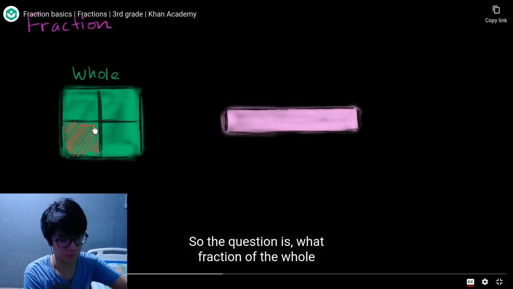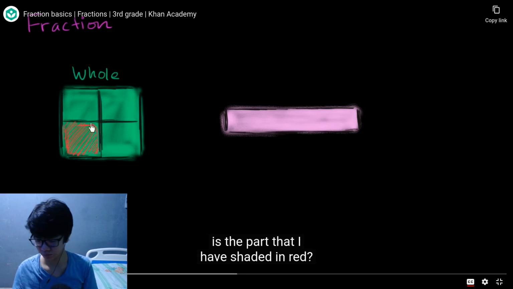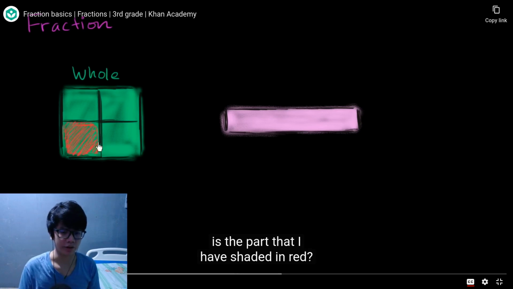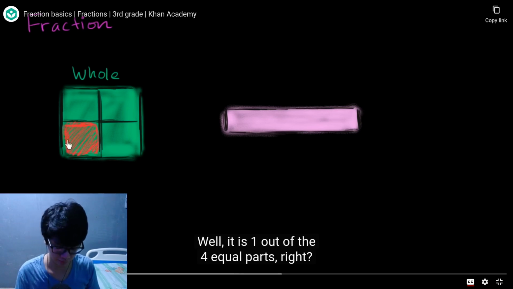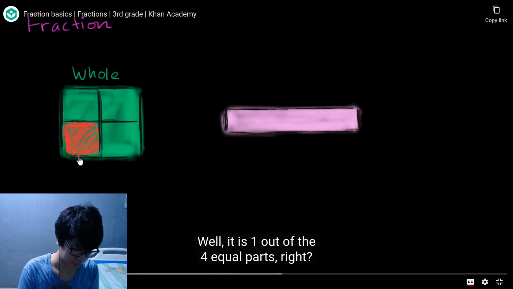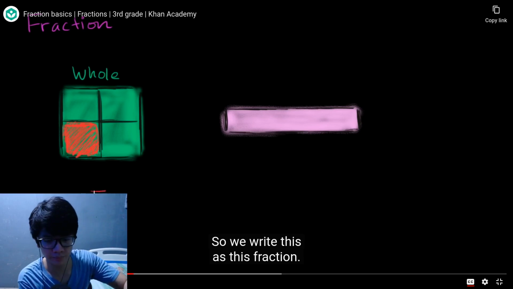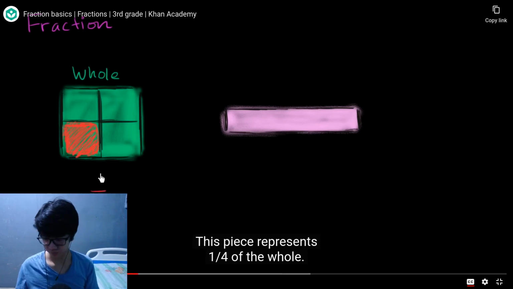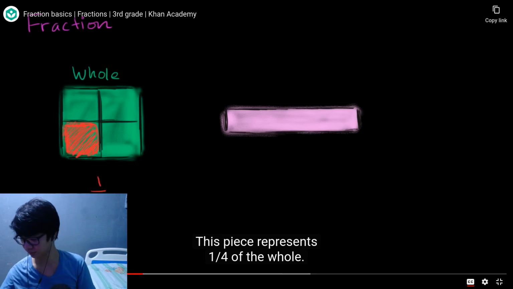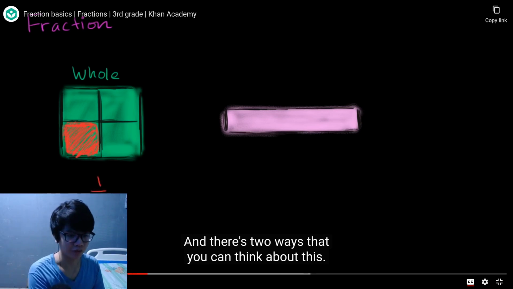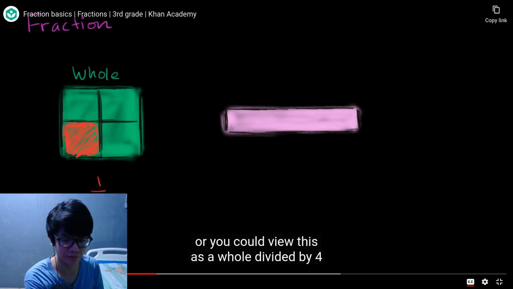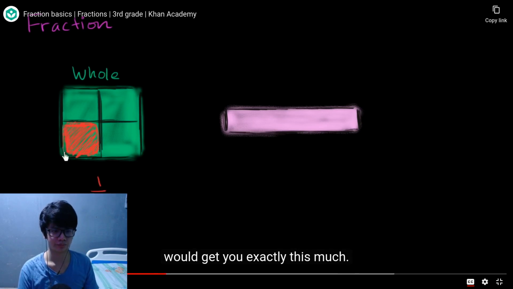So the question is, what fraction of the whole is the part that I have shaded in red? Well, it is 1 out of the 4 equal parts, right? I've shaded in 1 out of 1, 2, 3, 4 equal parts. So we write this as this fraction, this piece represents 1/4 of the whole. And there's two ways that you can think about this. You could view this as one of the 4 equal parts, or you could view this as a whole divided by 4 would get you exactly this much.